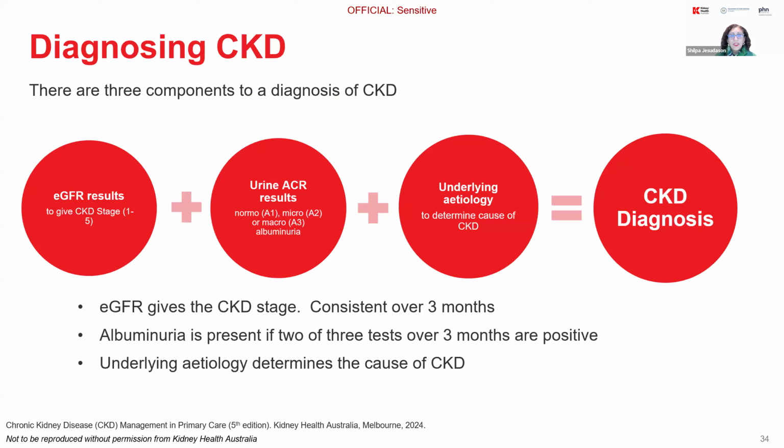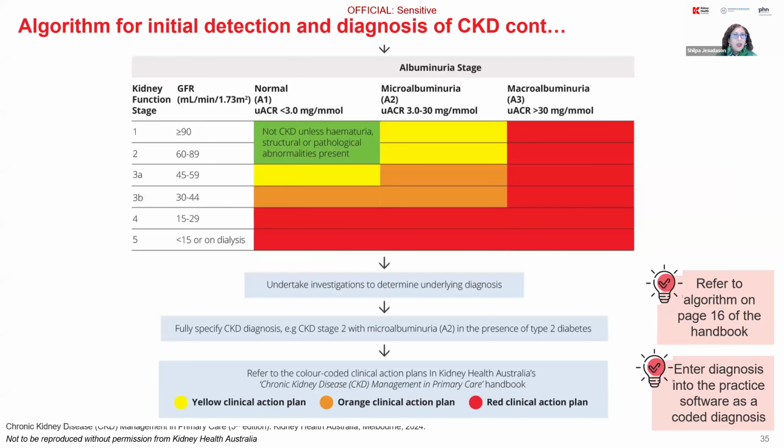So this is fairly straightforward now. GFR, urine ACR, try and look for the underlying cause of the chronic kidney disease, and then you have your CKD diagnosis, okay? We need to see these consistent abnormalities over a 3-month period. And then it's a few simple things to go into looking at why there's evidence of chronic kidney disease.